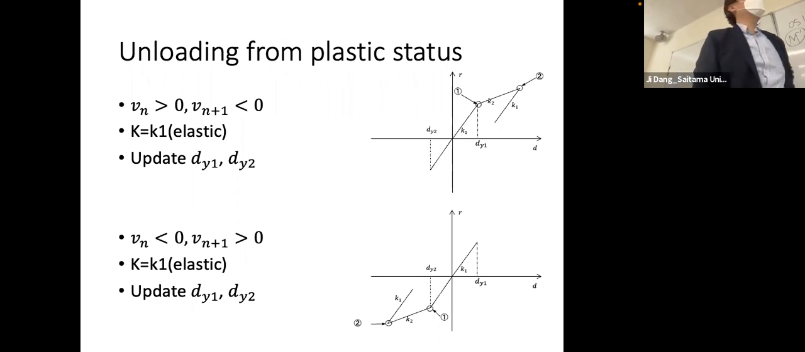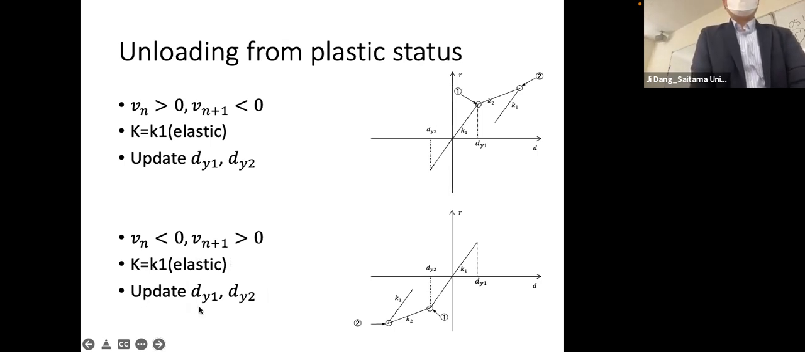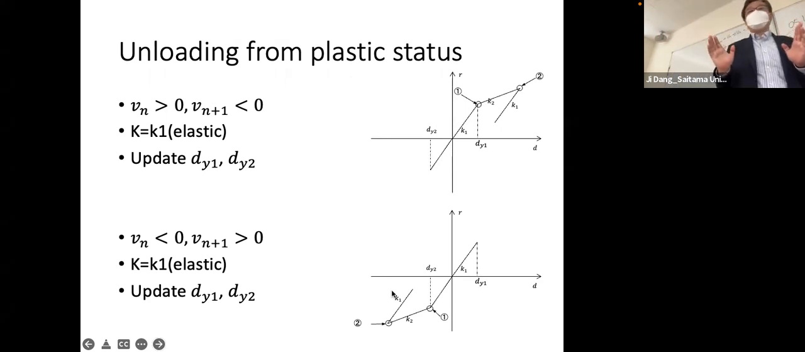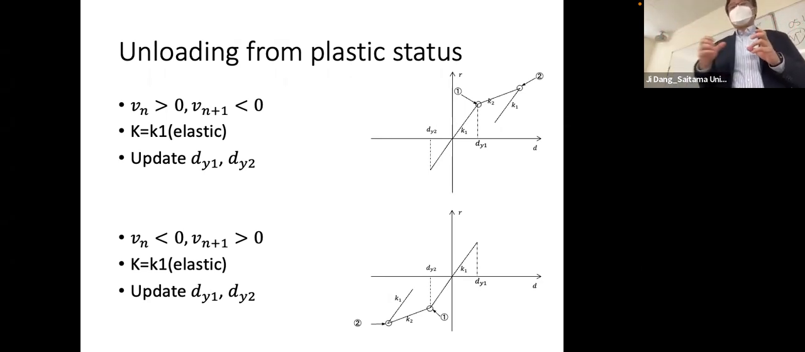So on the negative side, once you are loading in the plastic domain, Vn was negative on this side, and then suddenly it changes to positive. In this step you should know that unloading happened. So we change the stiffness to elastic, and we'll update dy1 and dy2 again, because once you unload, the residual stiffness will stay and the plastic working effect will finish. So the residual displacement decides the elastic domain.